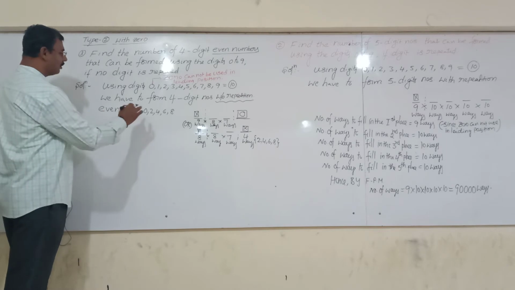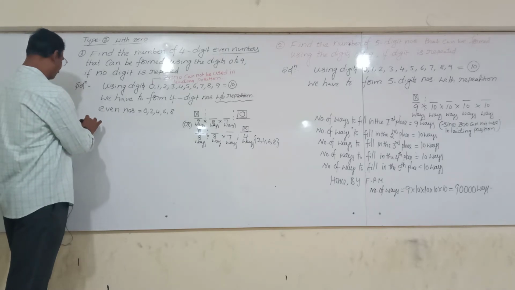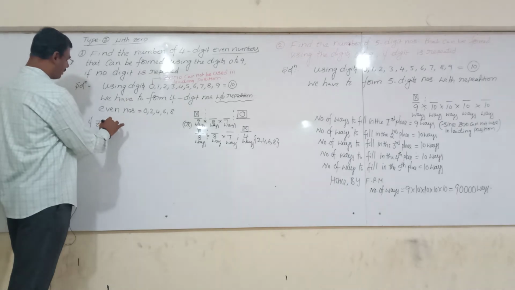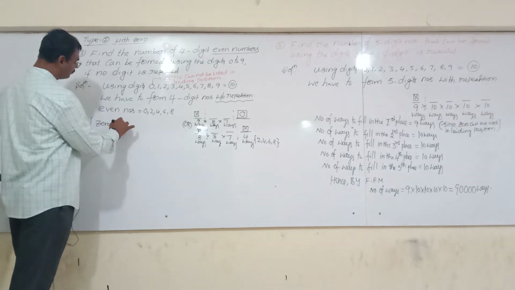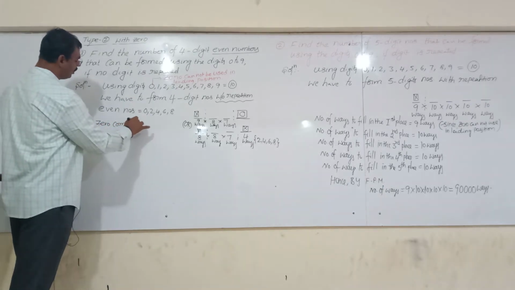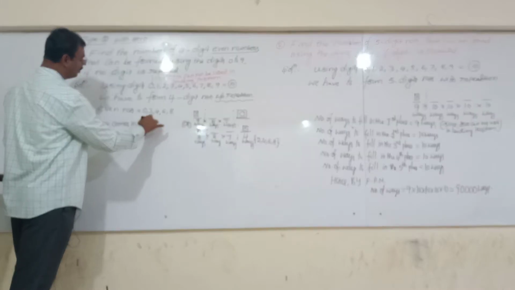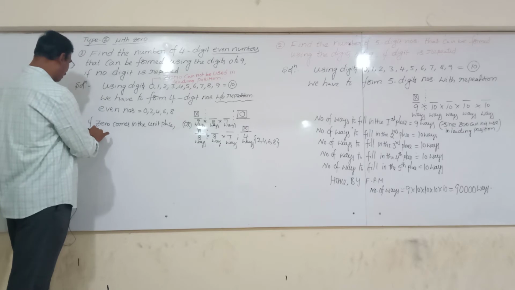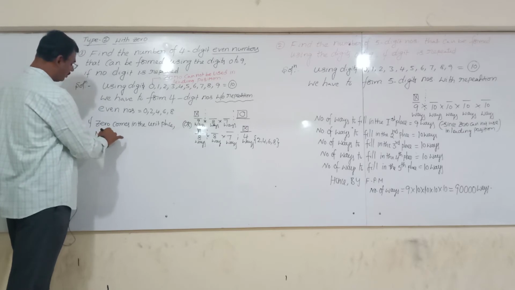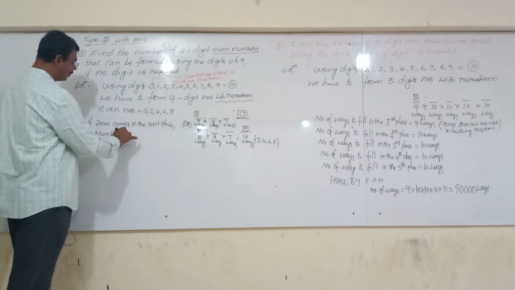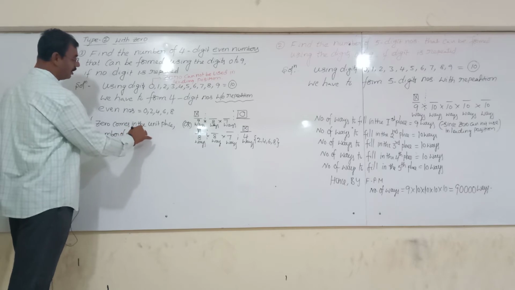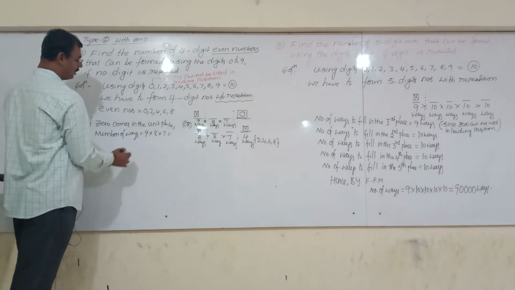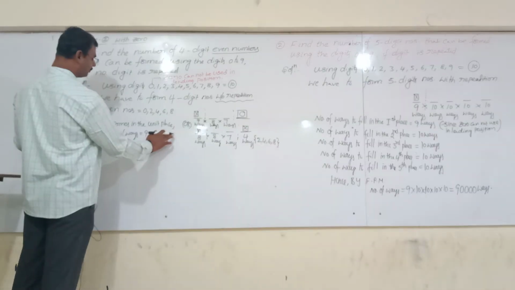So here, what I am writing: if 0 comes in the unit place, this is the first case, total number of ways is equal to 9 into 8 into 7. Simplify this value.